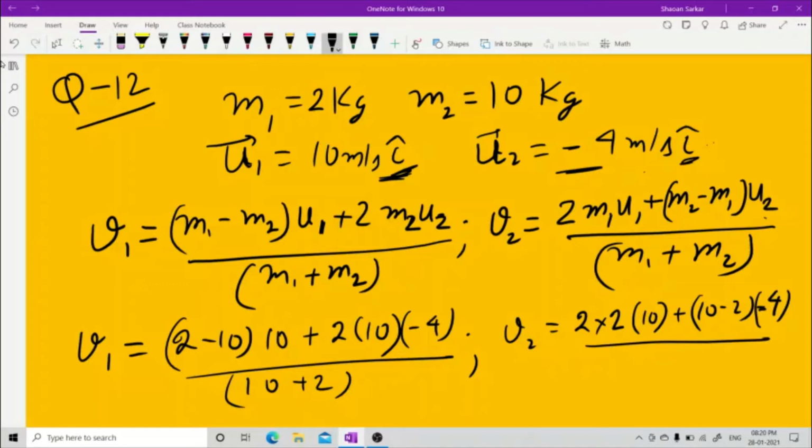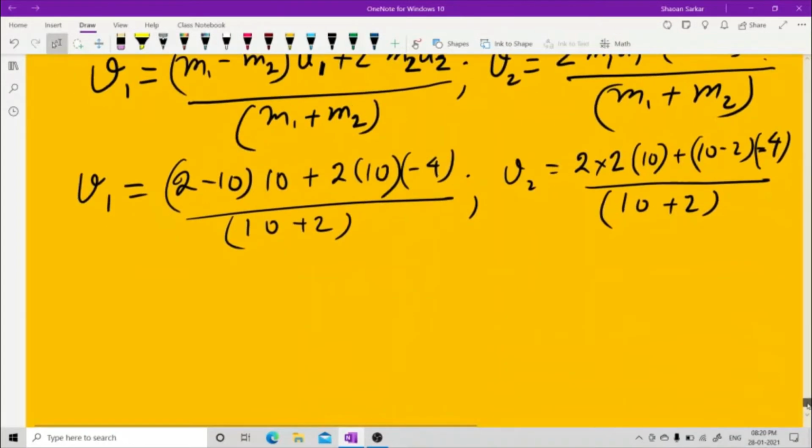When the direction changes, then put a minus sign there. The direction of the velocity which changes. If, suppose, this was also positive, then you would have taken positive, no problem. And then 10 plus 2. Now you have straight calculations now. See, straight calculations, we will drag it down.